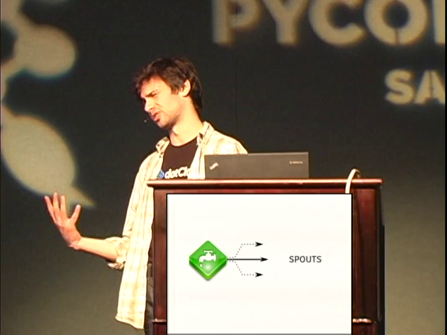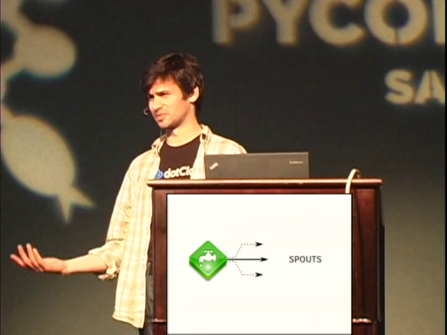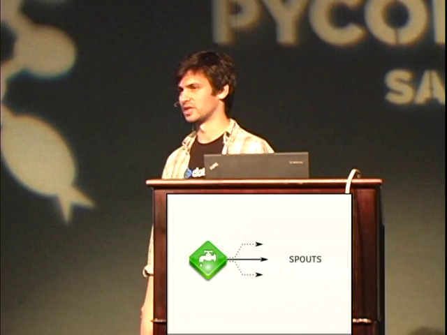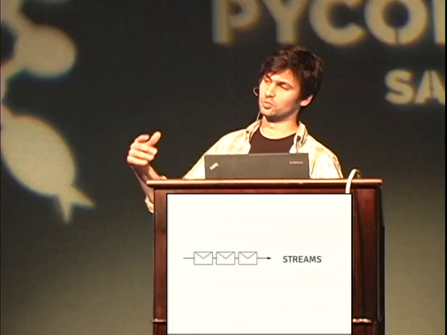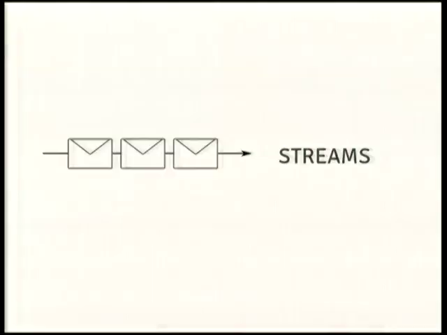Technically, it could also just emit data that it generated itself. Maybe something like a clock source, a random number generator. I've never had a use for one that doesn't pull data from the outside world, other than for testing, but technically possible. Anyways, in the end, spouts are a source of streams, which conveniently is the next abstraction.